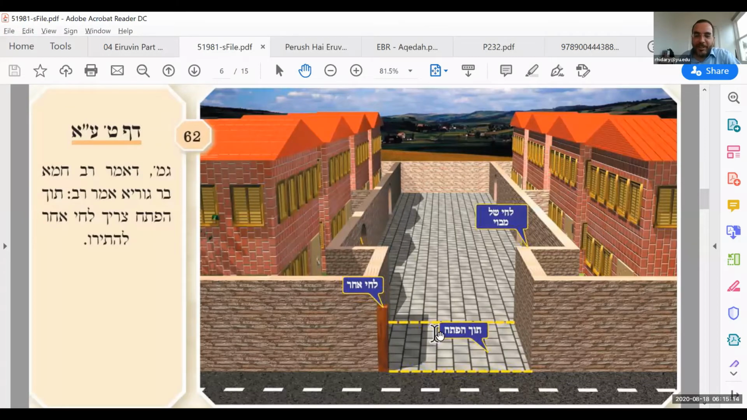Presumably, you could carry in this area, but not in the few inches that this takes up, right along the border. So what do you see from here? It seems pretty clear that one is not allowed to carry in the area across from, next to the lechi.